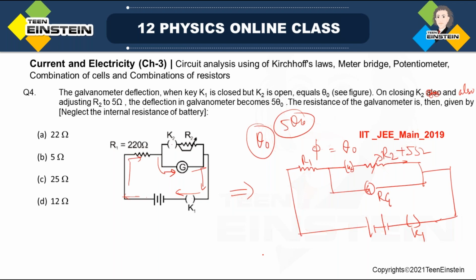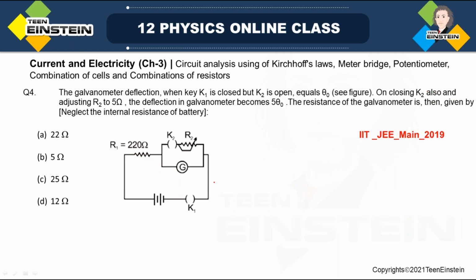All right, so this is the question. Now you have to find out what is the resistance of the galvanometer, given that we neglect the internal resistance of the battery. I hope you have understood the problem. So I have two deflections and two situations. I have to write down two equations and find out two unknown things. Here you have to find out RG. Anyway, let me clean everything and write down.